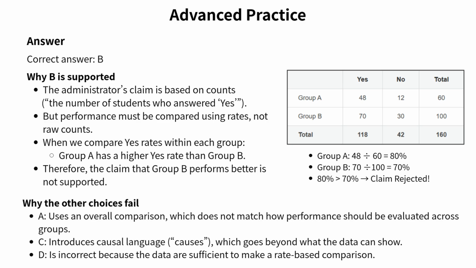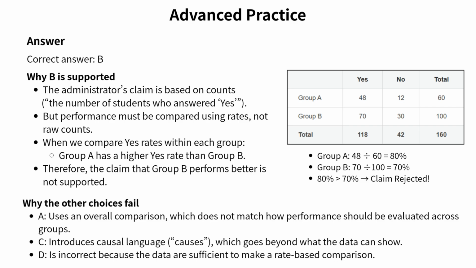Once that decision is made, the math is immediate. Group A has 48 yes responses out of 60 students. Group B has 70 yes responses out of 100 students. The comparison is clear. Group A's yes rate is 80%. Group B's yes rate is 70%. So even though Group B has more yes answers in raw numbers, Group A actually has the higher yes rate. That means the administrator's claim, Group B performs better, is not supported by the data.